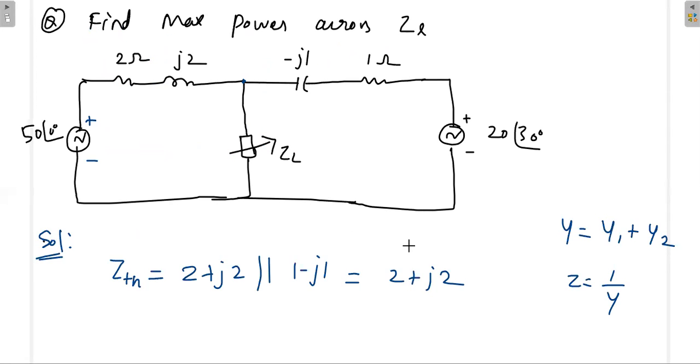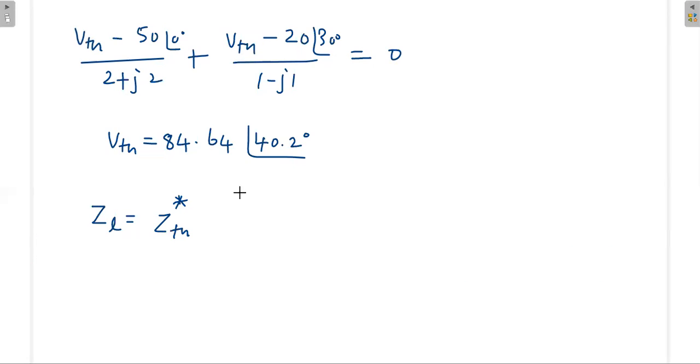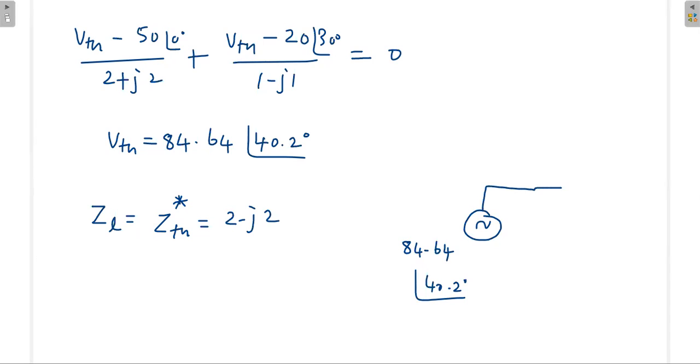So what is Z Thevenin? 2 plus J2. Then what should be the value of ZL? That is 2 minus J2. So again, you connect your V Thevenin here, 84.64 at 42 degrees, and Z Thevenin will come here. What is the value of Z Thevenin? 2 plus J2. Then this is 2 minus J2.